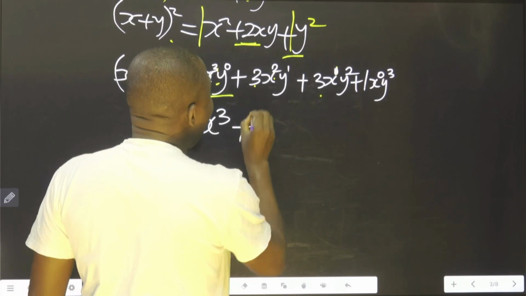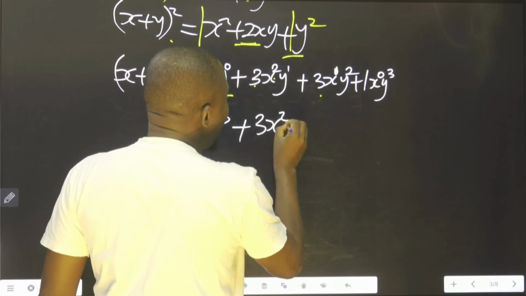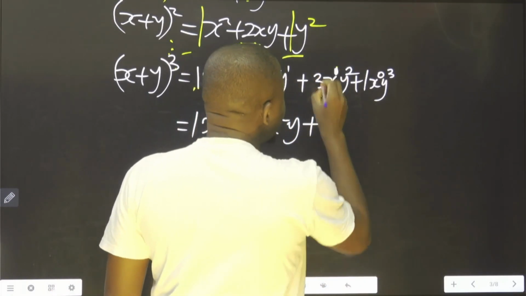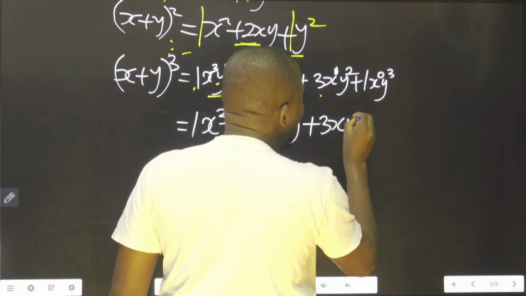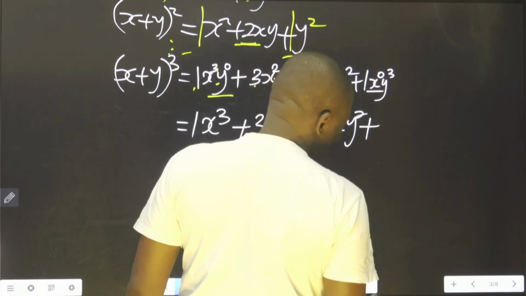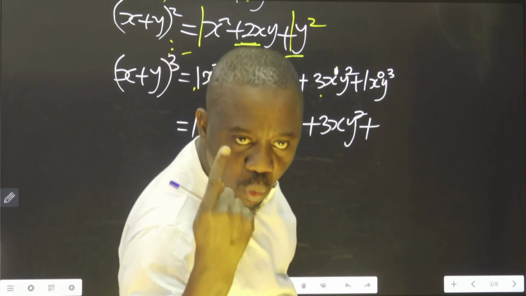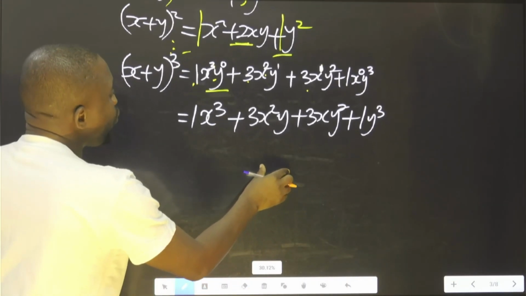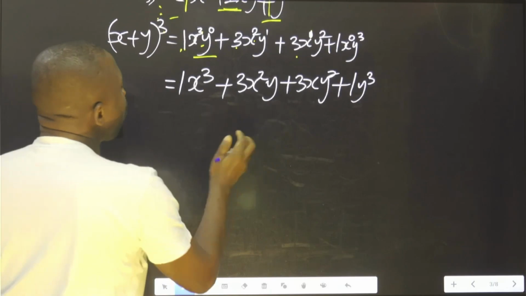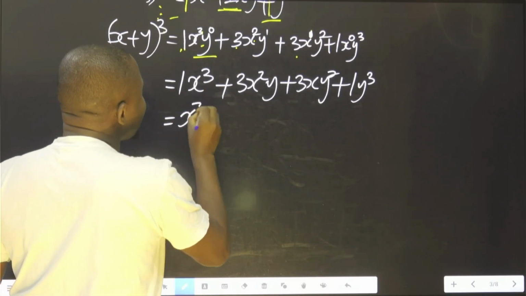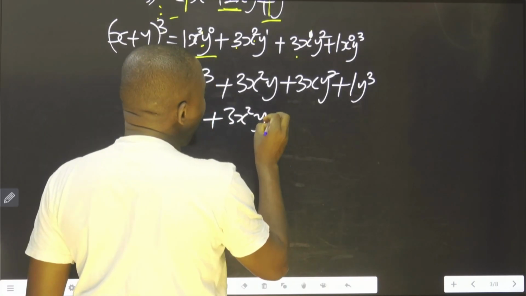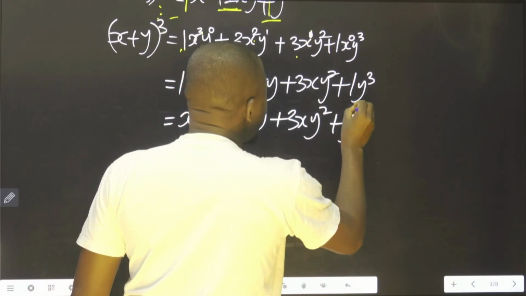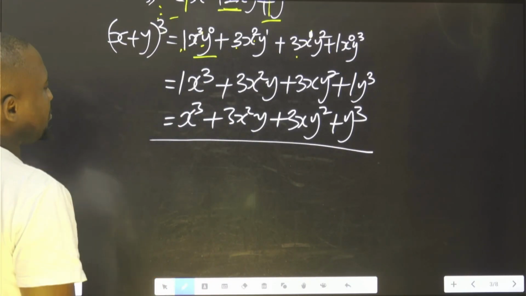Okay? Then I have this 3 S squared Y. Because Y raised to power 1 is Y. Plus, this is 3S Y raised to power 2. This one you are seeing here is still 1. That is 1 Y raised to power 3. Okay? 1 Y raised to power 3. So, now I can finish it by saying S raised to power 3, 3S squared Y plus 3S Y squared plus Y raised to power 3. This is the calculation. Okay?